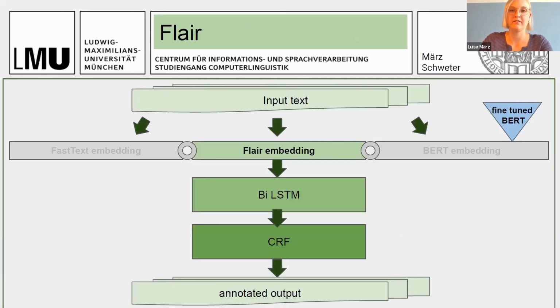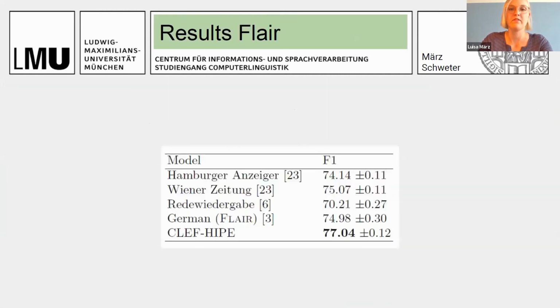If we look at the FLAIR embeddings, we find that the embeddings provided by the organizers perform best, which were trained on the HIPE data, with 2 percentage points difference to the German Wiener Zeitung. So here the winner is CLEF.